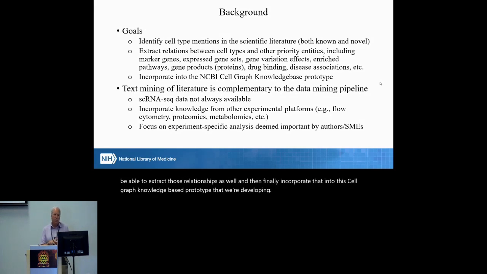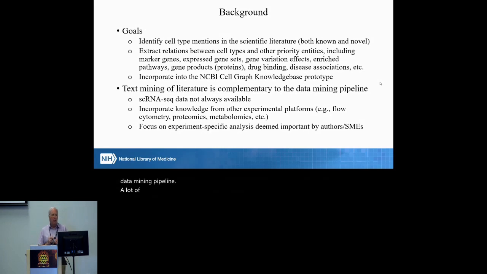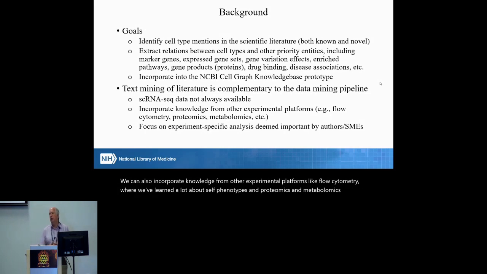And we think that the text mining of the literature is going to be very complementary to the data mining pipeline. A lot of the single-cell RNA-seq data is not always freely available. A lot of it is available in some of these resources, but some isn't. So we could still get access to that knowledge by looking in the literature. We can also incorporate knowledge from other experimental platforms like flow cytometry, where we've learned a lot about cell phenotypes, and proteomics and metabolomics that are not using single-cell transcriptomic analysis.